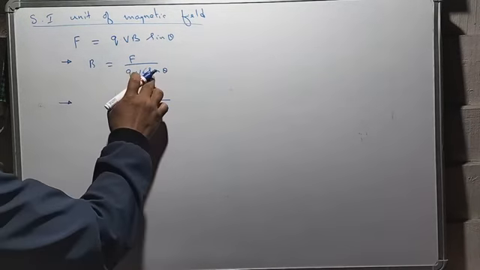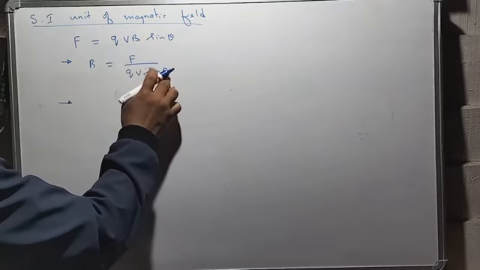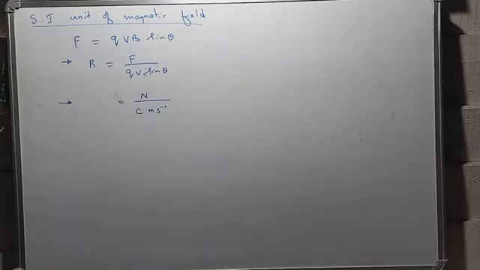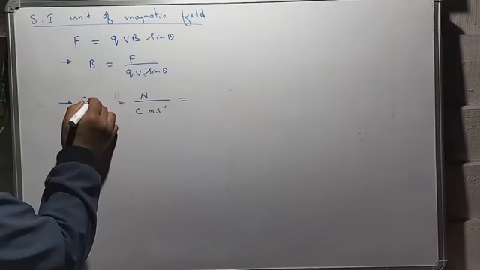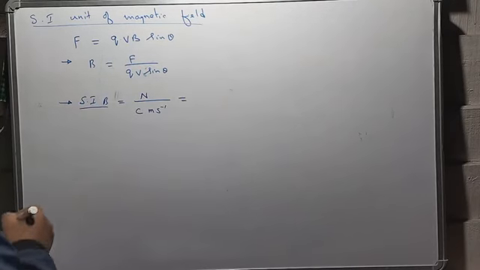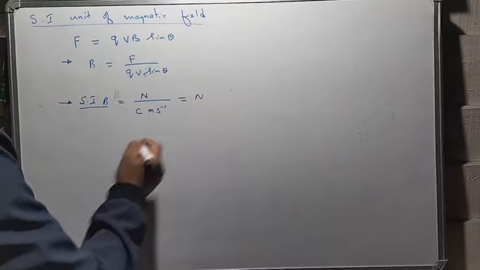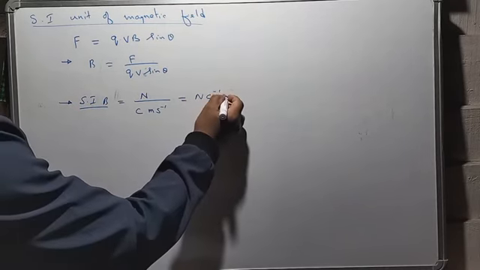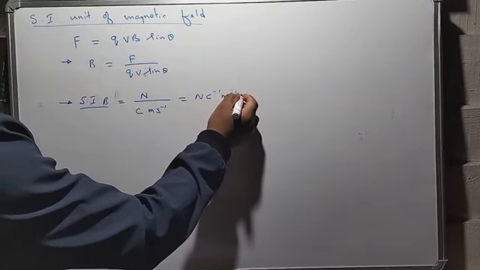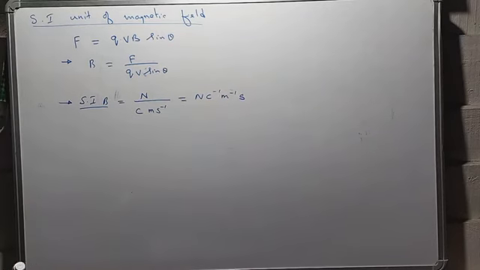And this theta is an angle, so it is a supplementary unit, so we don't write anything for that. So finally, the SI unit of magnetic field will be Newton per coulomb per meter per second. Alright, this is the SI unit of the magnetic field.